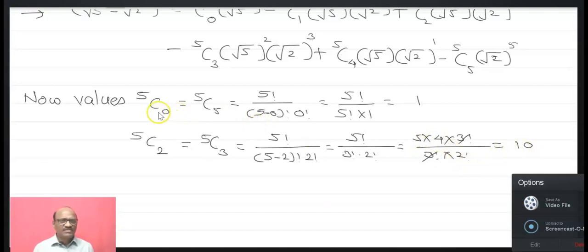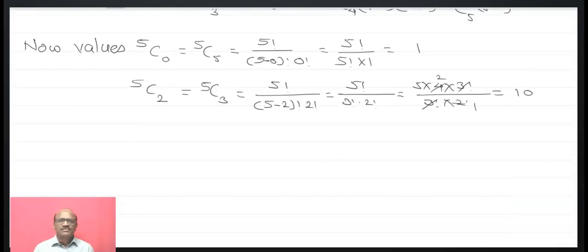Now we are getting the values, that is 1, 2, 3, 4 values are there. For the bracket raised to 5, we will require the 6 values. Now we will find out the remaining 2 values, that is equal to 10.